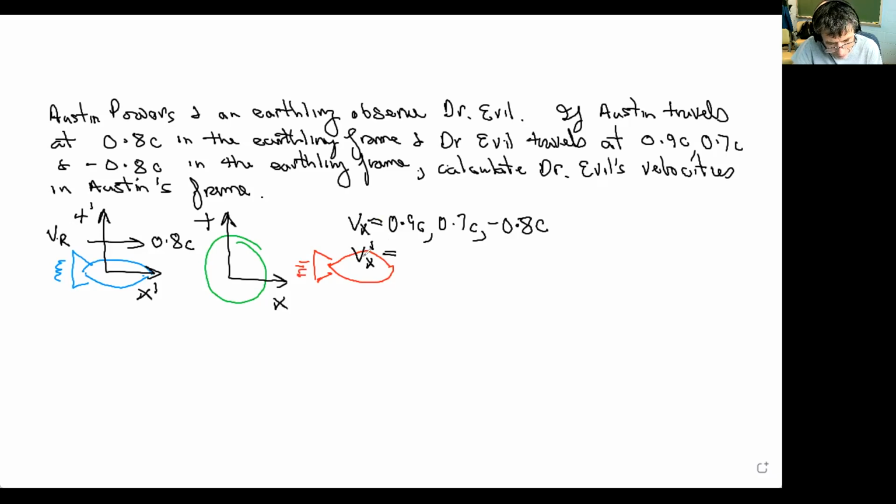I'm going to call them Vx prime. They're the velocities of Dr. Evil in the prime reference frame, knowing the velocities of Dr. Evil in the unprimed reference frame.